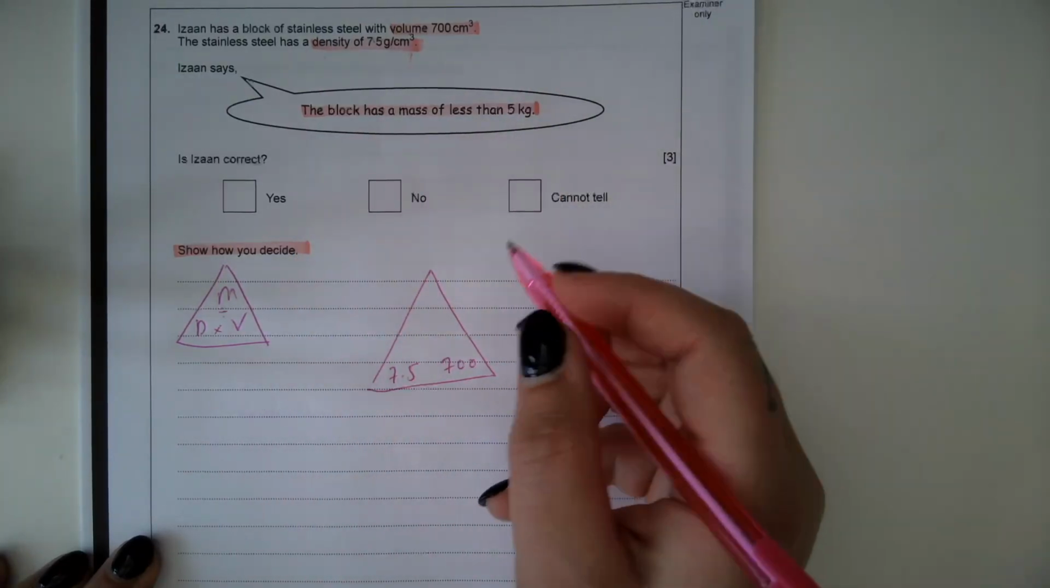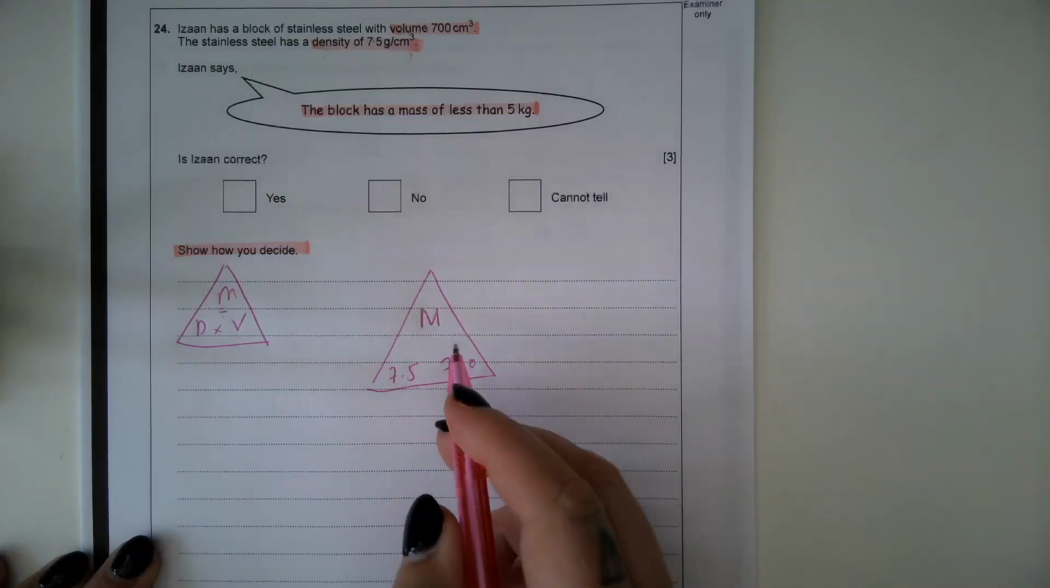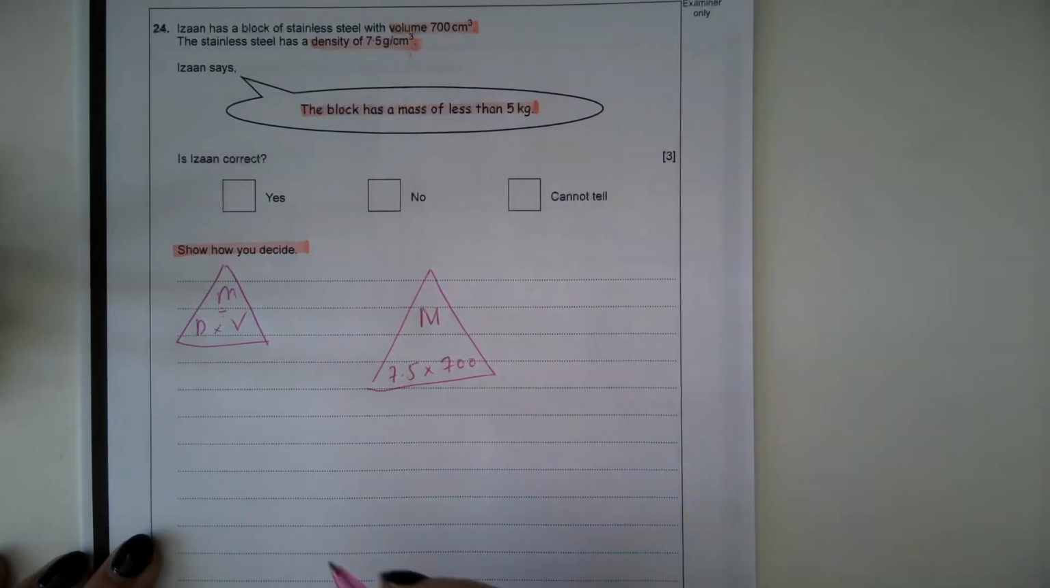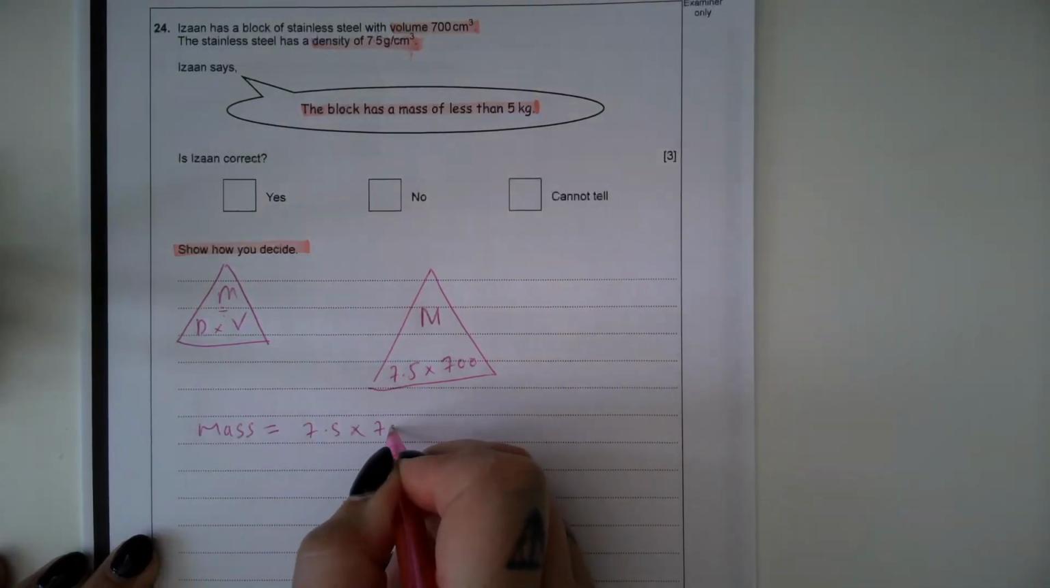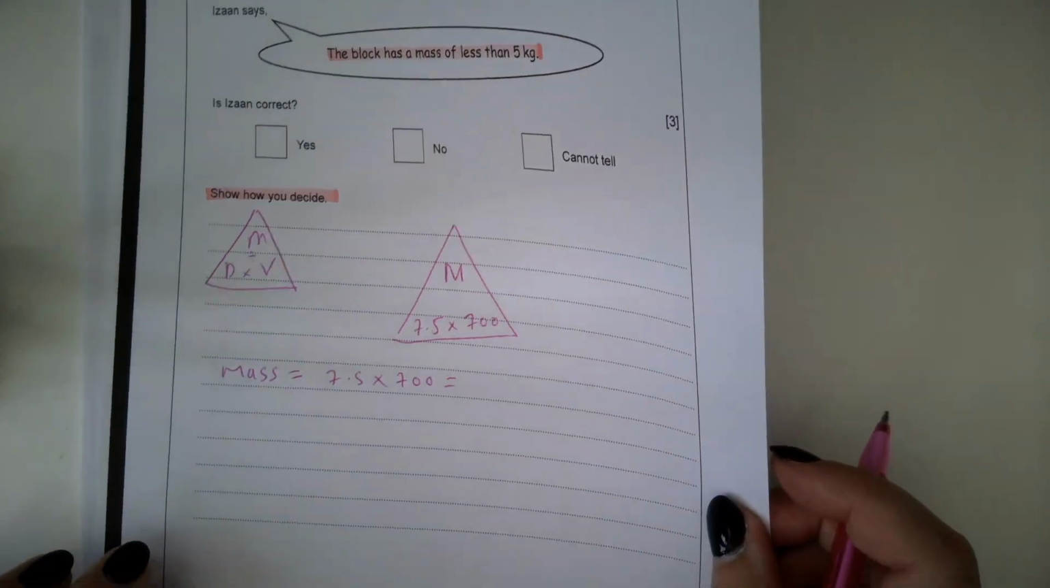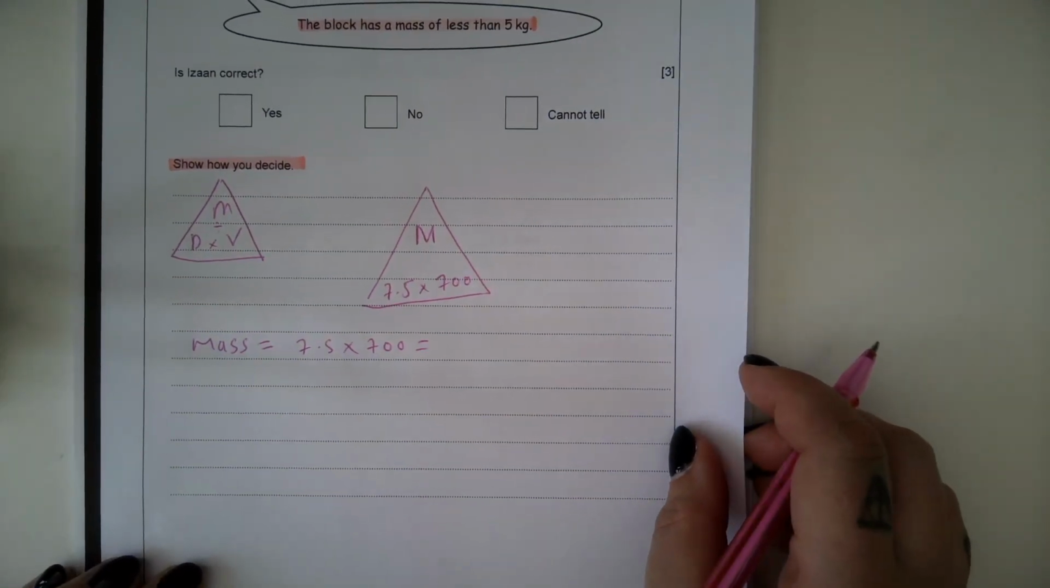Izan says that we have a mass of less than 5. So let's work this out. Let's find the mass. So mass equals 7.5 times 700. Let's figure out what that is and see if we agree with him.